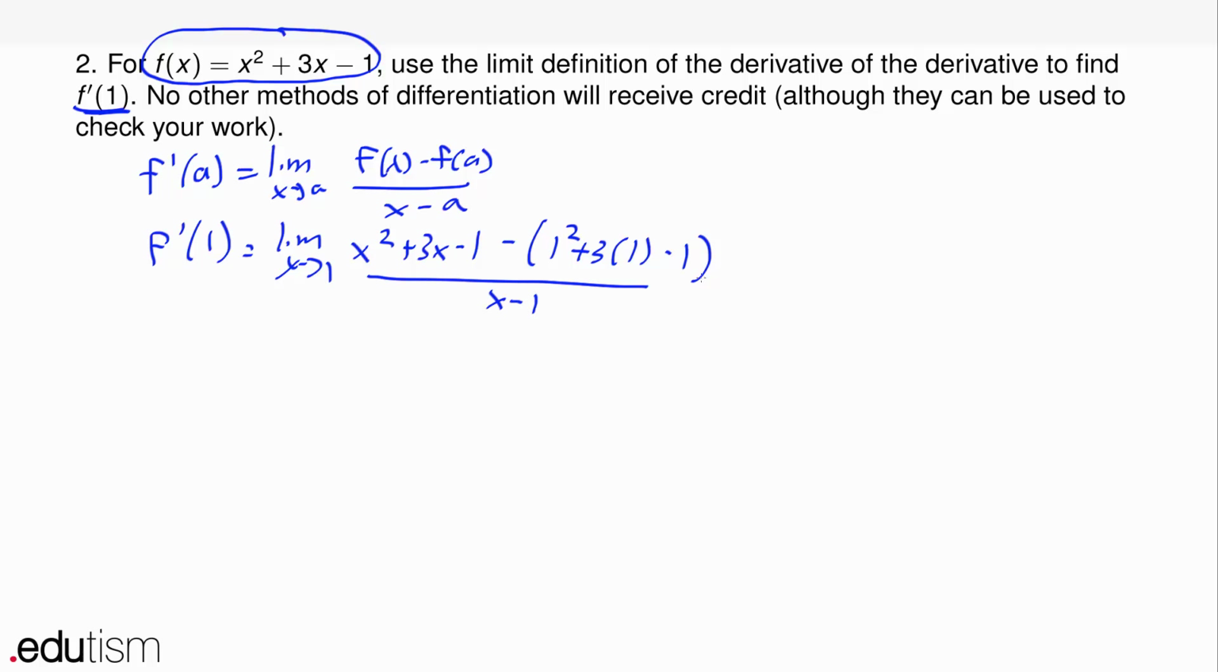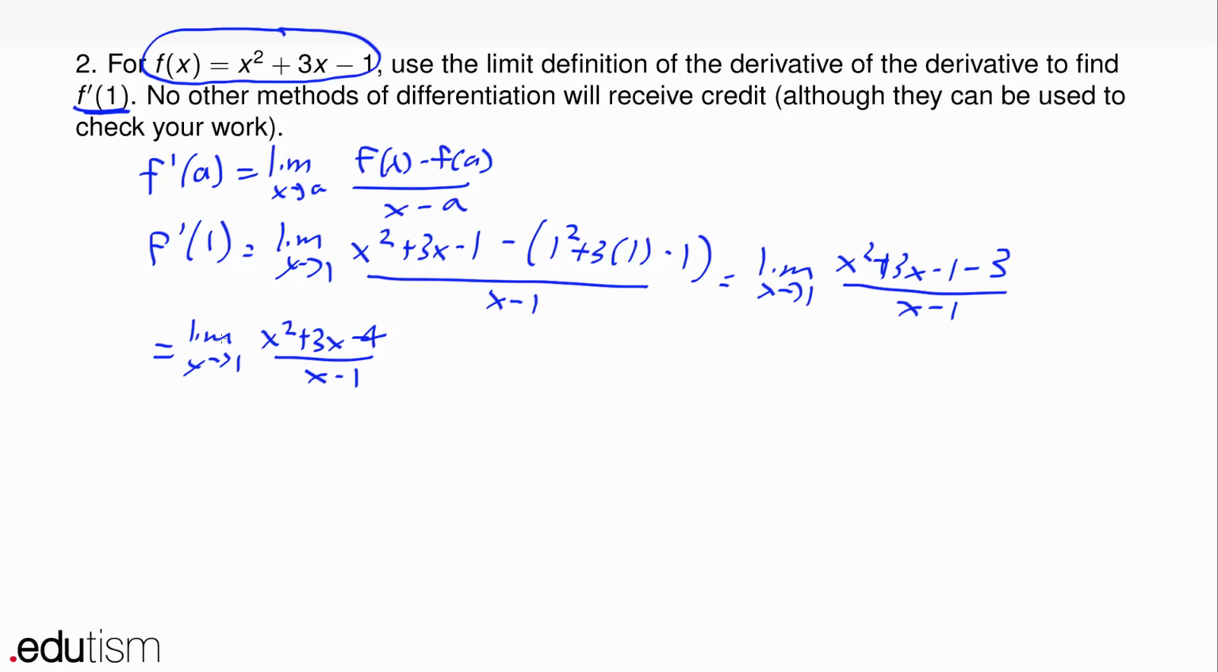Now we're going to simplify this. It's still the limit as x goes to 1. The x squared plus 3x minus 1 we can't simplify yet. 1 squared plus 3 times 1 is 4. 4 minus 1 is 3. So we're going to subtract 3 from this whole thing and divide by x minus 1. So we get the limit as x goes to 1 of x squared plus 3x minus 4 over x minus 1. Now if we plug in 1 to the top and 1 to the bottom, we're going to get 0 on the top and 0 on the bottom.